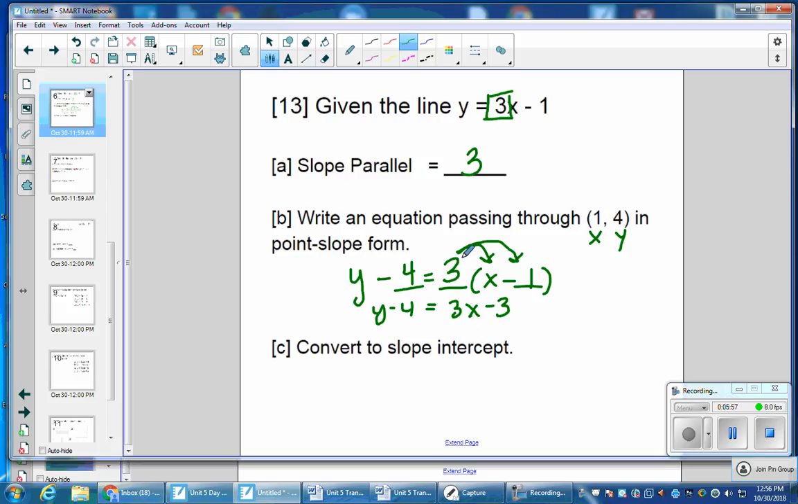All right, so we distributed, got 3x minus 3, and then to get rid of the minus 4, we add 4. Our final equation is 3x plus 1.